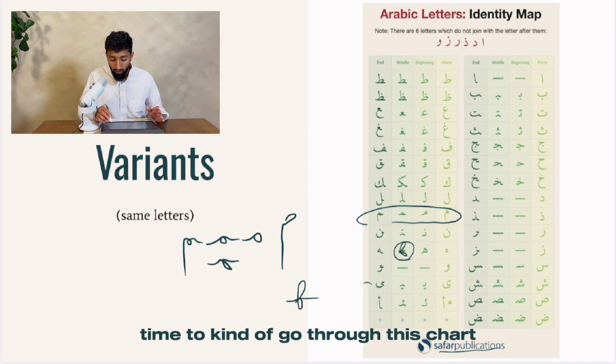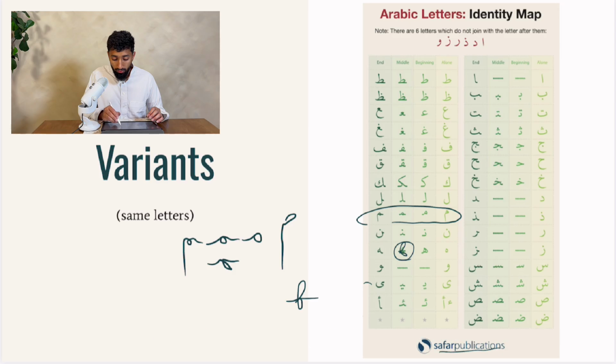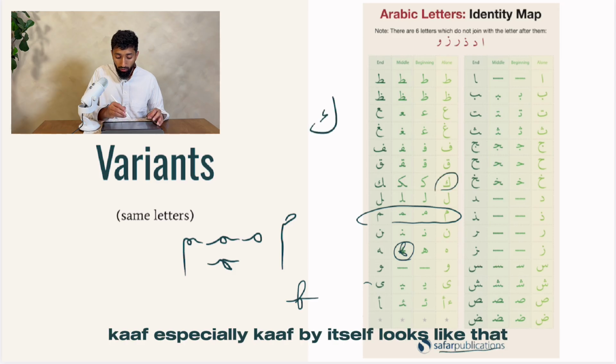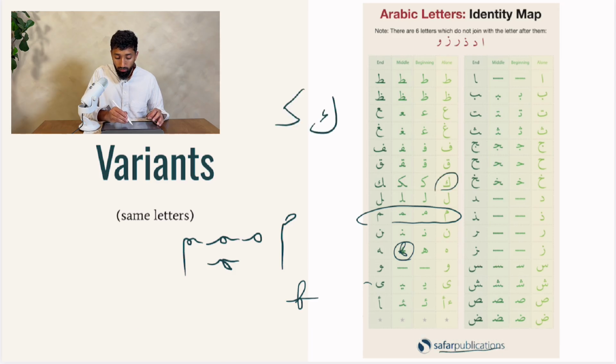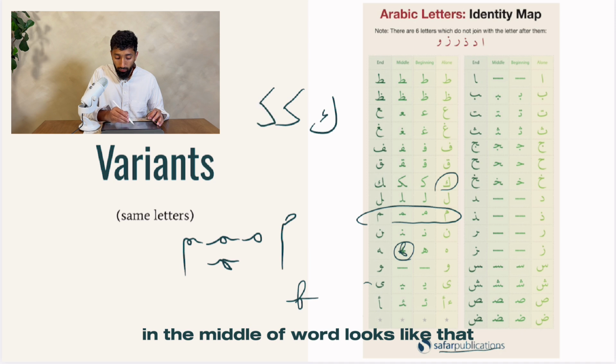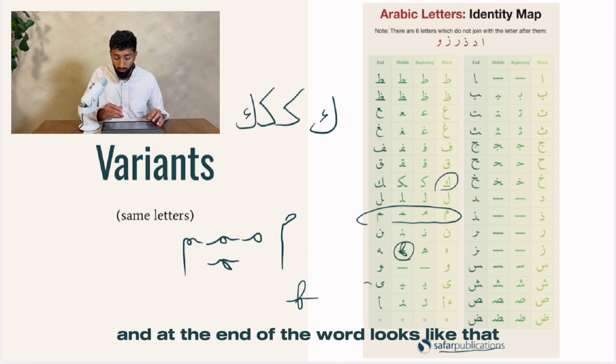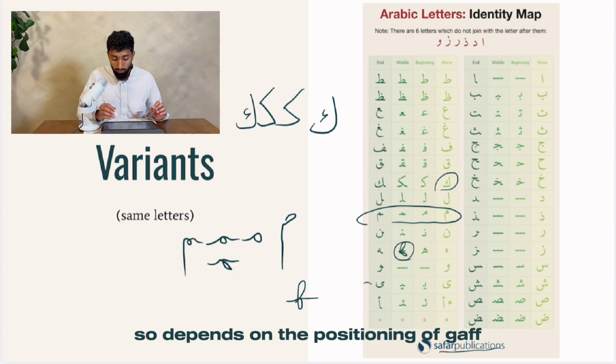So I would take time to go through this chart and look at the different variants. Kaf especially. Kaf by itself looks like that. But at the beginning of a word, it can look like this. In the middle of the word, it looks like that. And at the end of the word, it looks like that. So it depends on the positioning of kaf.